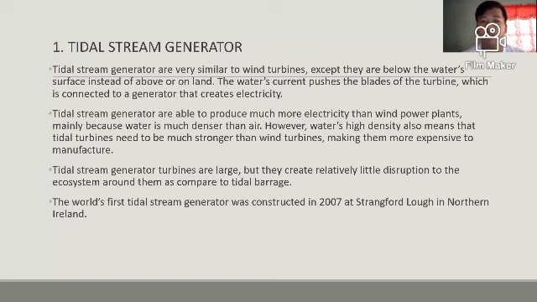Hello guys, my name is Sanel Excel Corpus from BSE 3C. Okay, the reporting is tidal stream generator.